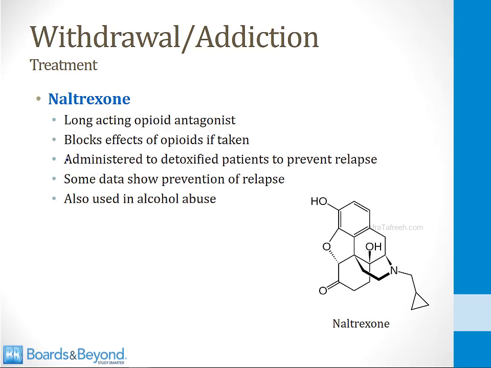The last drug that can be used to help addicts stay clean is naltrexone. This is a long-acting opioid antagonist, and it blocks the effects of opioids if taken. This is administered to detoxified patients to prevent relapse. The idea here is that patients who were heroin abusers, the way that they often relapse is they have a particularly bad day and they shoot up once, and then they get high and it feels so good that they go back on heroin. If they're taking naltrexone every day, then if they have a bad day and they shoot up, they won't get any high from the drug, and this can prevent relapse.